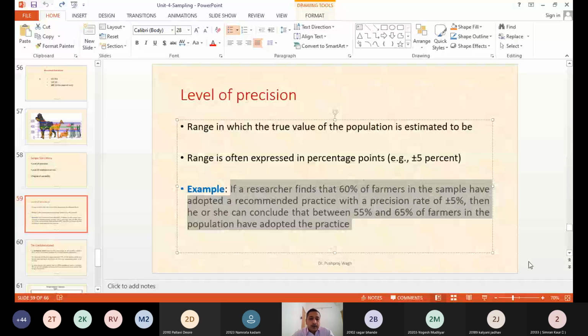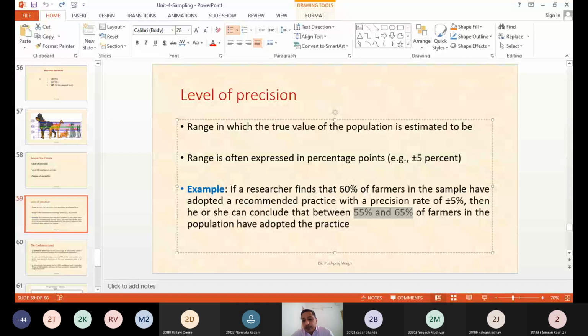Then he may conclude that the actual result, or the actual percentage of farmers that have adopted this particular practice, may be between 55 and 65. So instead of saying 60% farmers, as his precision rate or accuracy rate is plus or minus 5, he will add and subtract it. He will take the range between 55 to 65%. So he may conclude that 55 to 65% of the farmers in that particular population have adopted the particular practice.